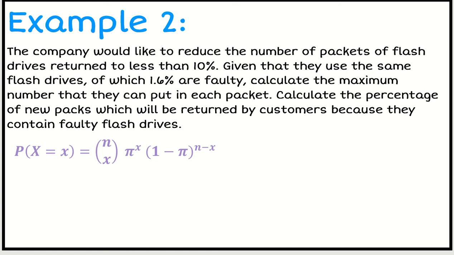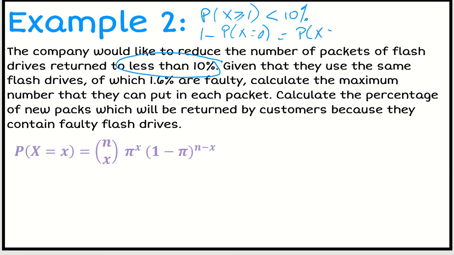So this one, they said they want to reduce the number of flash drives returned to less than 10%. So they want the probability that X is greater than or equal to 1, so the chance of 1 or more being returned, they want that probability to be less than 10%. Okay, so we know that 1 minus the probability that X is equal to 0 is equal to the probability of X being greater than or equal to 1. So we can use that to work out an expression for the probability that X is equal to 0, because that's the thing that we want to know.